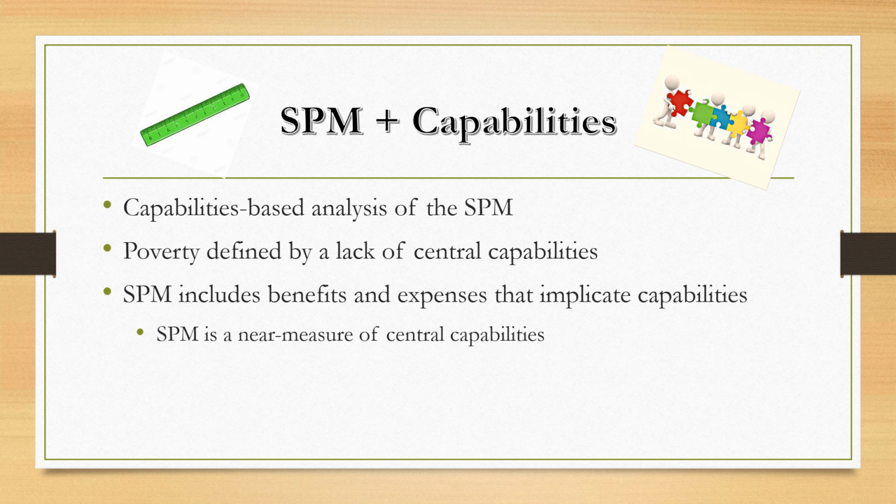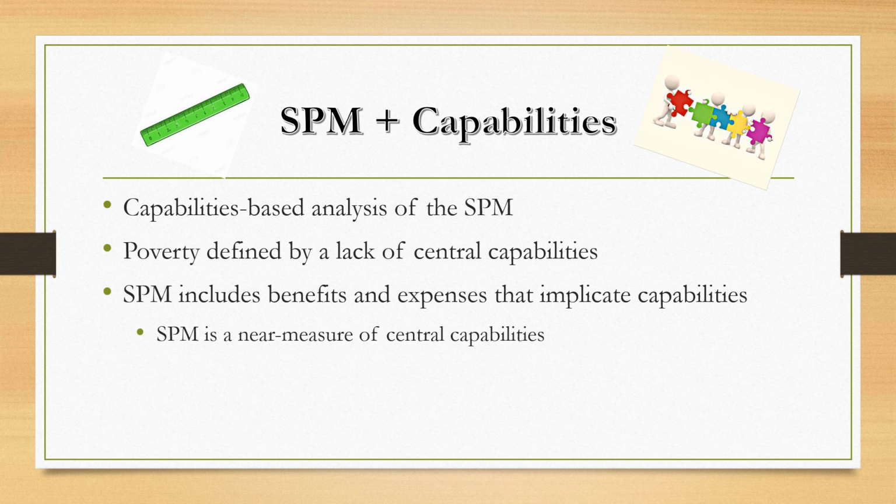While the capabilities approach to defining and measuring poverty is the best approach for ensuring human dignity for all individuals, its extremely relative and time-consuming nature make it difficult to apply capabilities directly as a means of measuring poverty. Therefore, we argue that the appropriate measurement of poverty should be a capabilities-based analysis of the SPM. This means that we believe capabilities should inform and define the perception and analyzation of the SPM. Because the SPM includes benefits and expenses that implicate many of Nussbaum's central capabilities, it can be used as a near measure of one's capabilities.